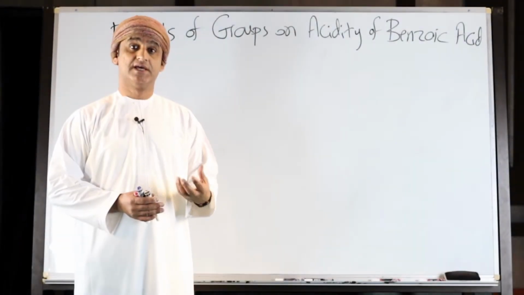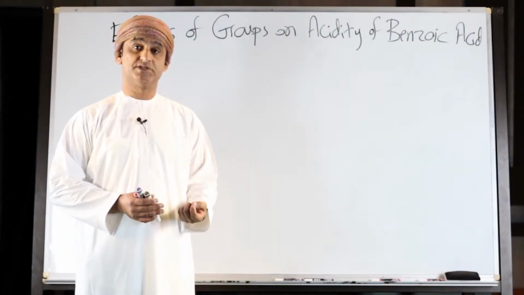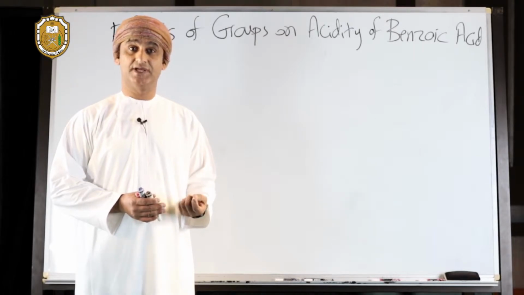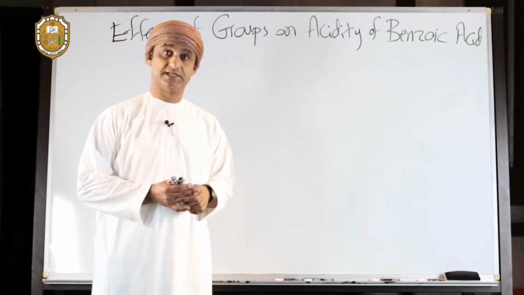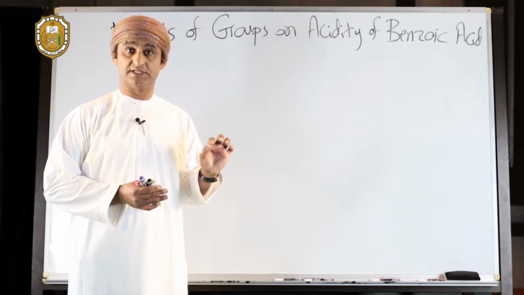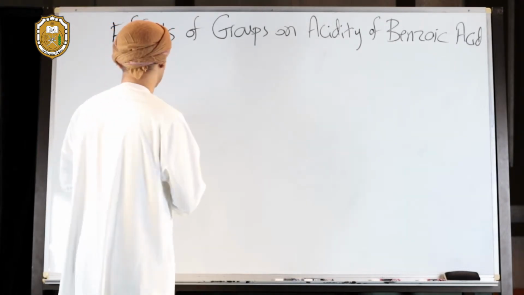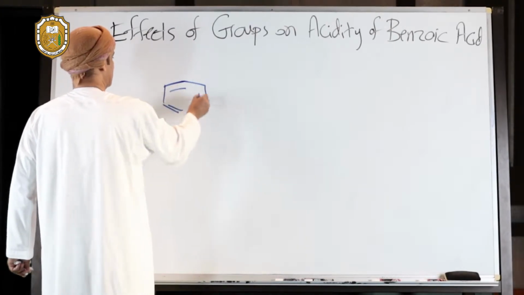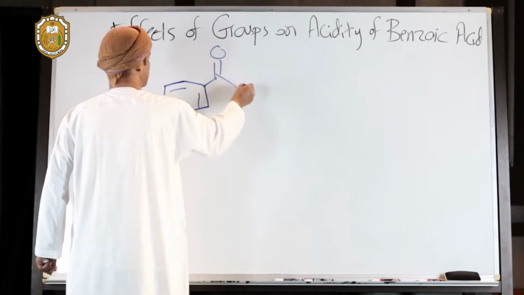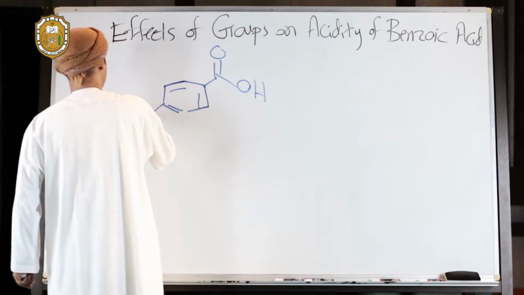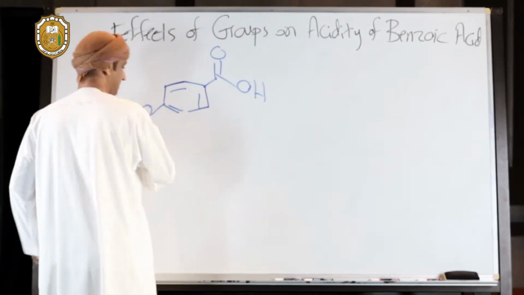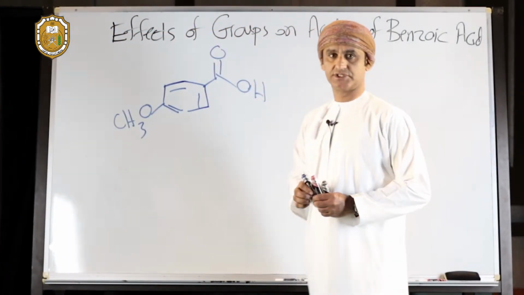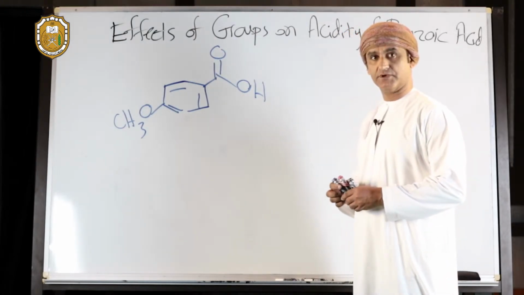Let's now take an example of a substituted benzoic acid with an electron donating group by resonance. Let's take 4-methoxy benzoic acid. So this is 4-methoxy benzoic acid, a benzoic acid that has a methoxy group on the para position, or carbon number 4.